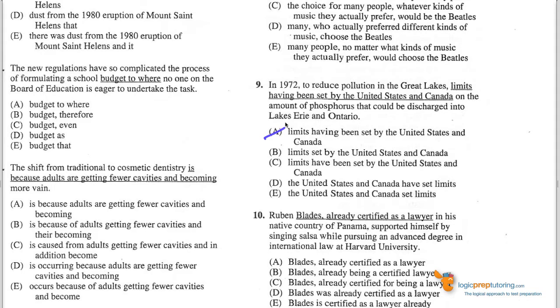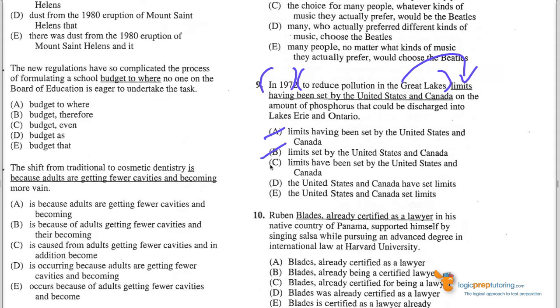However, there's a second problem here, and that's there's some modifiers, right? Starting the sentence, in 1972, to reduce pollution in the Great Lakes. Whenever you see a verb phrase at the beginning of the sentence that's a modifier, to reduce pollution, you ask who's doing that? Are the limits themselves reducing pollution? No, these countries are reducing pollution, or laws were passed, but the limits weren't to reduce pollution. They weren't doing that verb action.